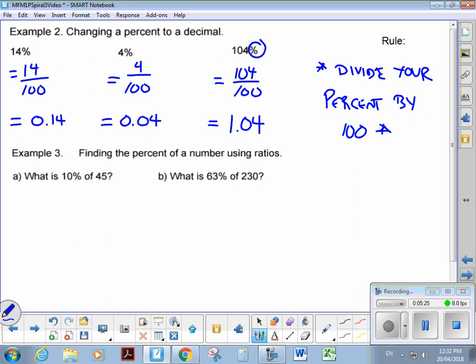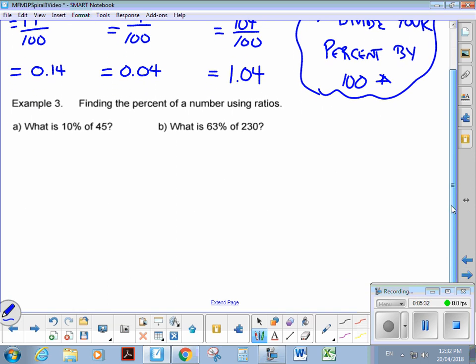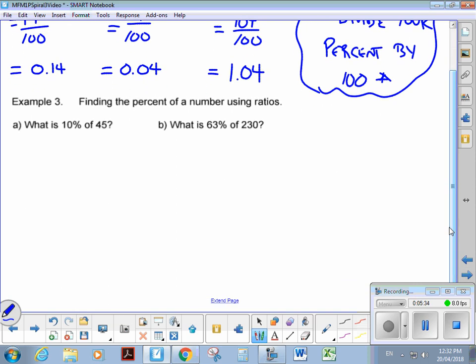All right, so that's the general rule that ties with that. Okay, a couple of examples. So finding percent of a number using ratio. So here's the big thing. As soon as you see that percent symbol, it means that we know more than one number. So that 10%, it is one number, but 10% means we actually know two.